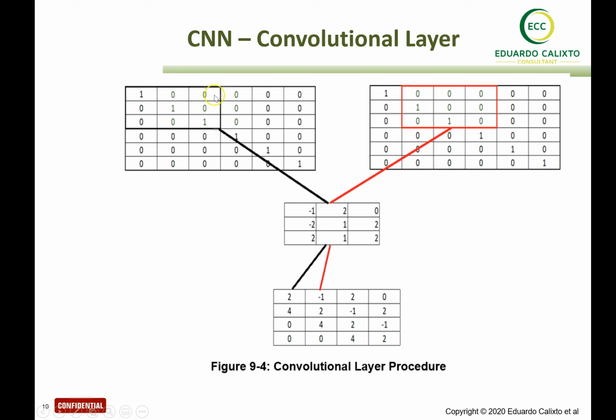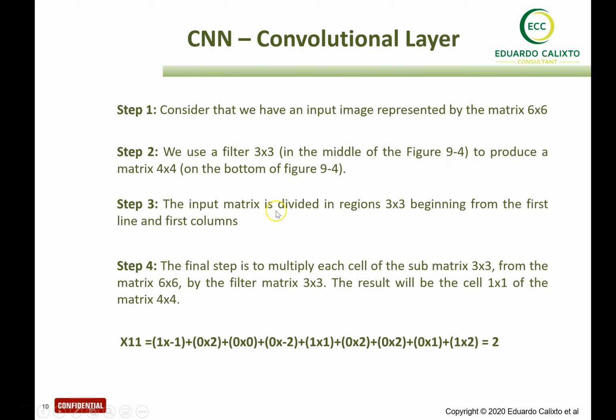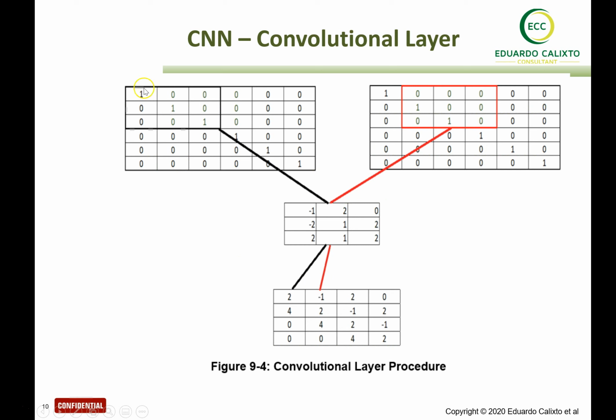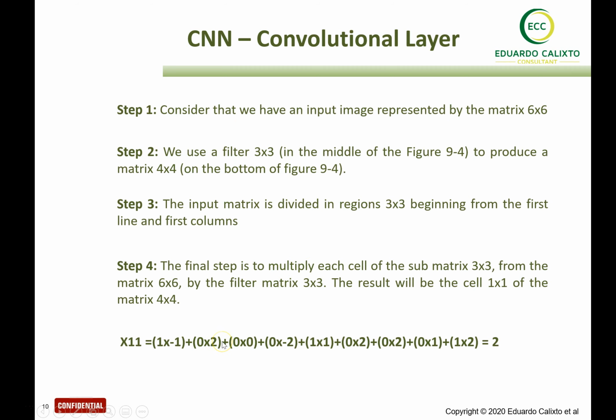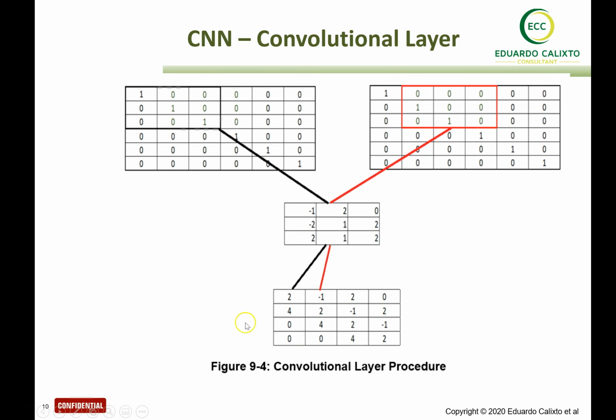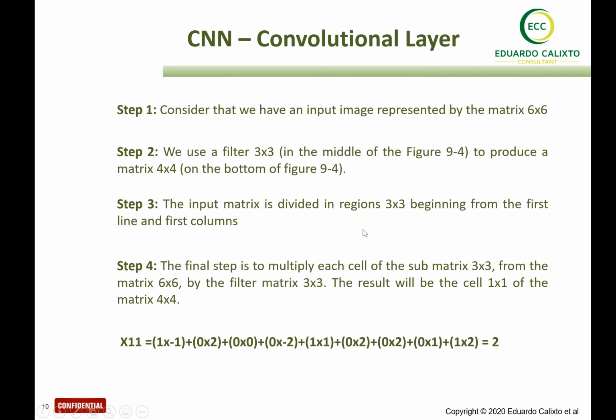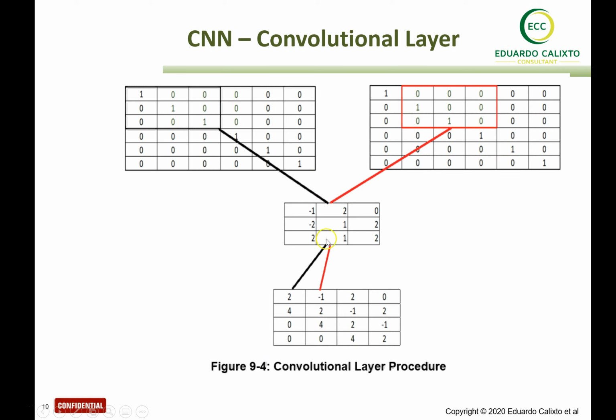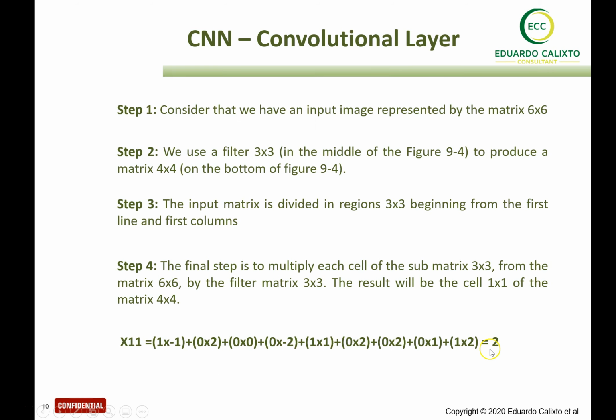Then what I'm going to do is shift one column to the right side. That's what I'm doing here. But let's see what I've got. So here is the first element for the 4 by 4 matrix. As I say, I multiply 1 by -1, 1 by -1, 0 by 2, 0 by 2, 0 by 0, 0 by 0, plus 0 by -2, 0 by -2, and so on. And then I add all these values and I get 2. So then I've got it here.